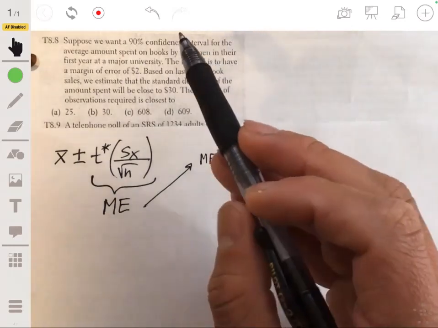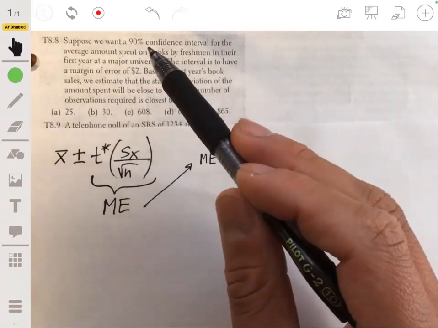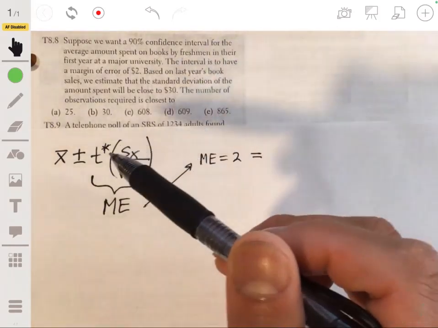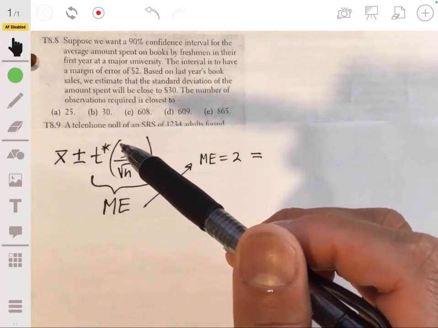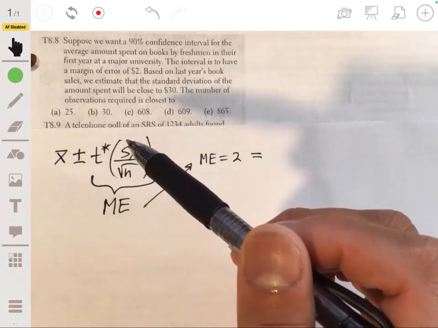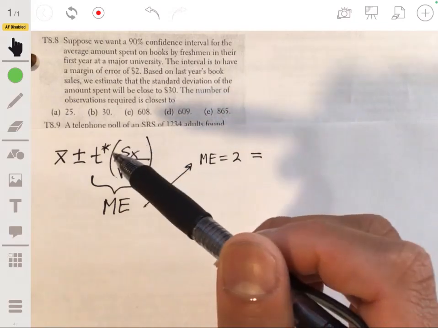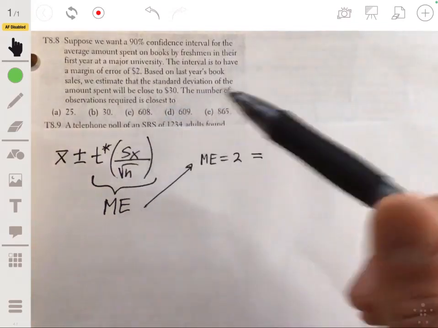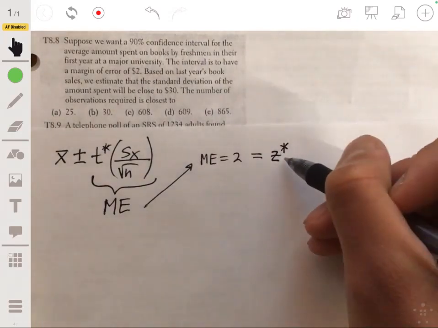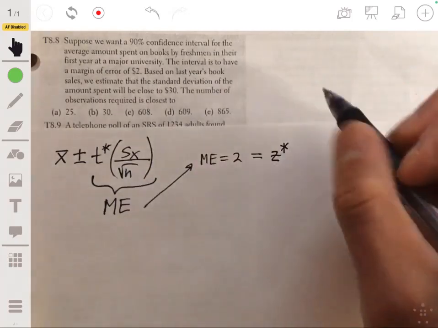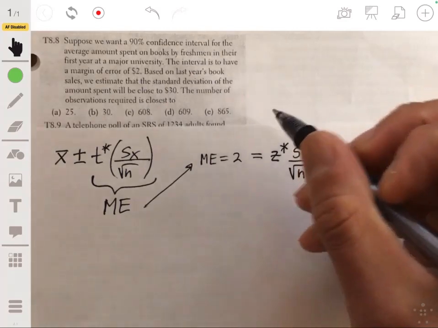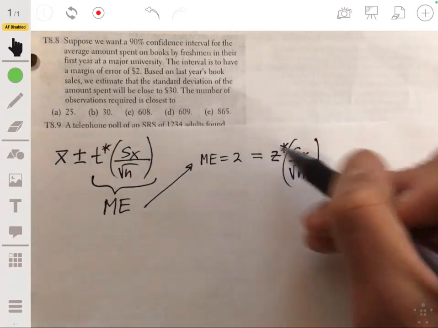Now, let's look at what we're given. We want a 90% confidence interval, so that's going to allow us to find t star, but the problem is that for t star you would need a sample size defined, and that's what we're ultimately trying to figure out. So we're not going to have t star. In this case, we're just going to rewrite this with z star in place of t star and keep the rest of the equation the same. Then this is going to be our formula for the margin of error.